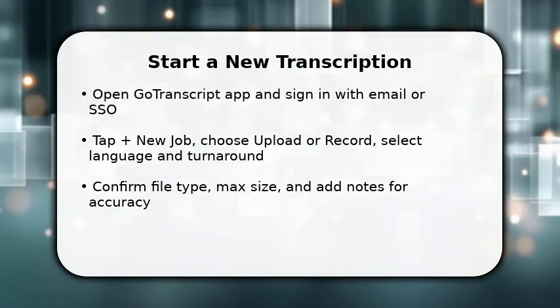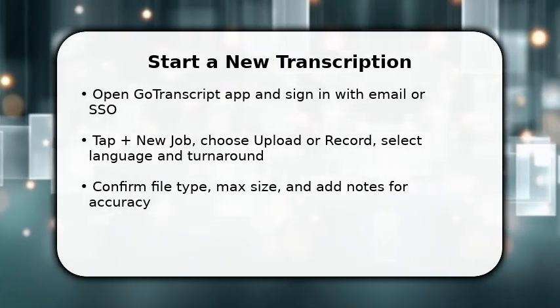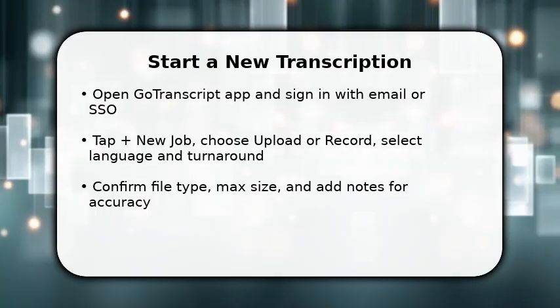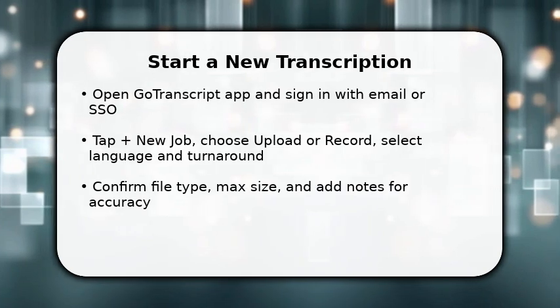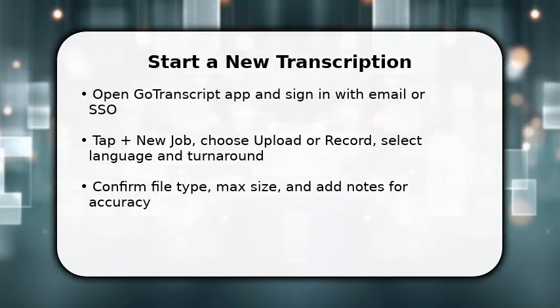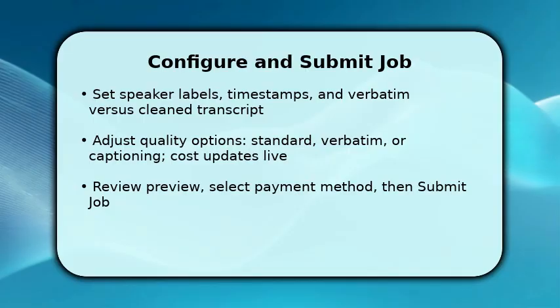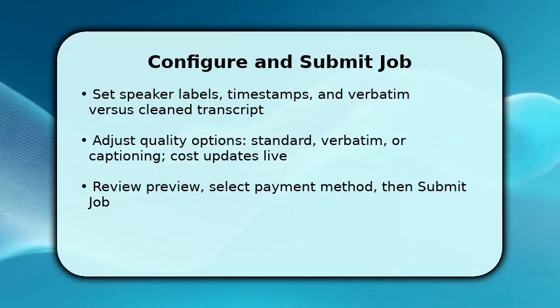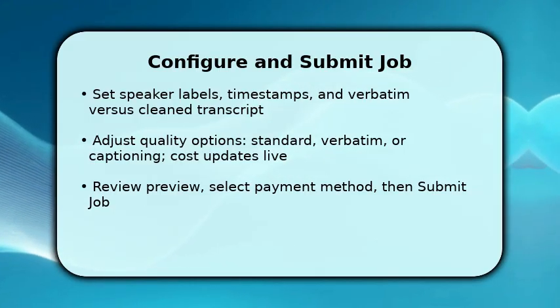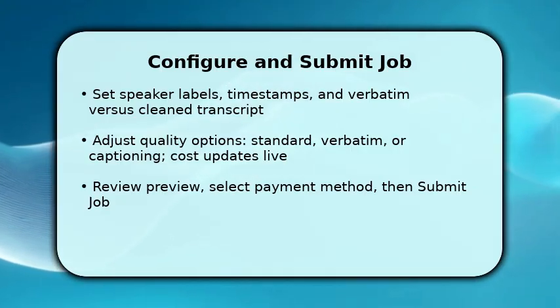Make sure to confirm file type and size limits, and add any speaker or context notes. These small details improve accuracy and speed. Once your file is uploaded, configure transcription options to match your needs. Select speaker labels and timestamp frequency, and decide between verbatim or clean transcript so the editor knows how literal to be. Choose quality level, standard, verbatim, or captioning, and watch the price update because cost reflects options and turnaround.